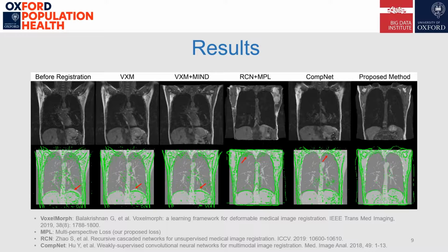Moving on, here are the visualization results from various methods. The top row shows the input proton MRI image before registration and the results from state-of-the-art methods. The bottom row shows the fixed CT image overlaid with edges extracted from the proton image in green. Red arrows indicate areas of misalignment.